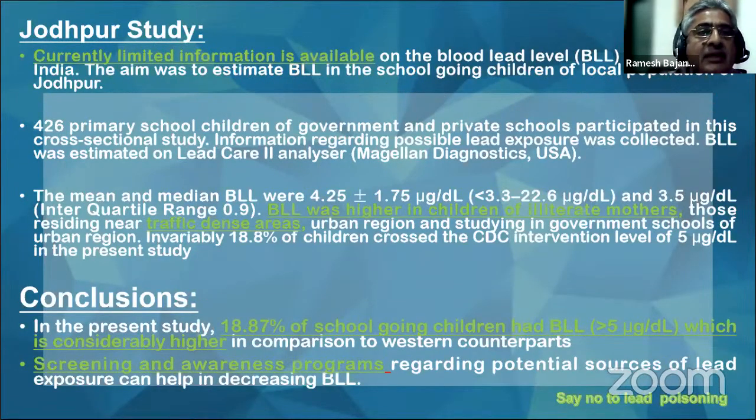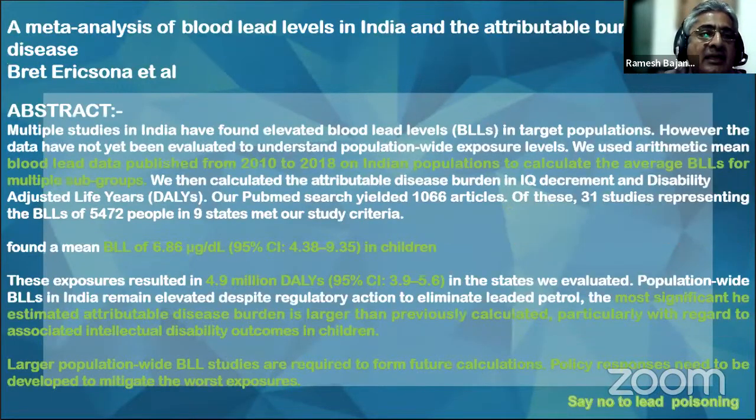One study was carried out at Jodhpur and it showed that BLL was higher in children of illiterate mothers and near traffic-dense areas. And almost 19% of school-going children had BLL of more than 5 micrograms per deciliter. One more meta-analysis was by Dr. Brett Ericson, and it showed a BLL of 6.86 micrograms per deciliter even after eliminating lead from petrol. So this is worrisome. And it resulted in 4.9 million DALYs. So large population-wide BLL studies are required to form future calculations.